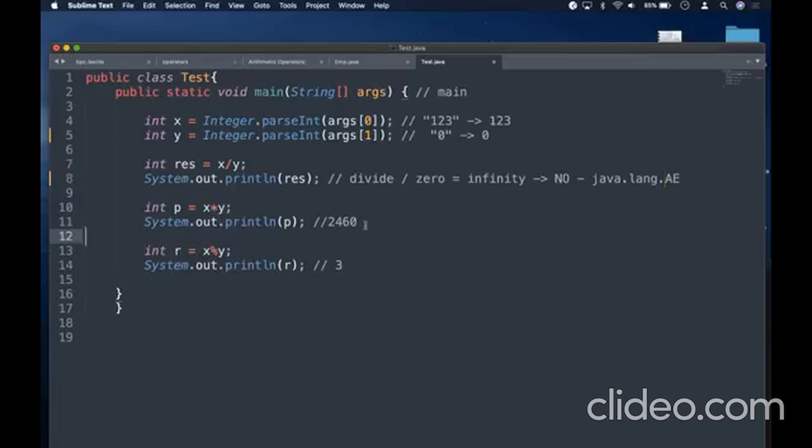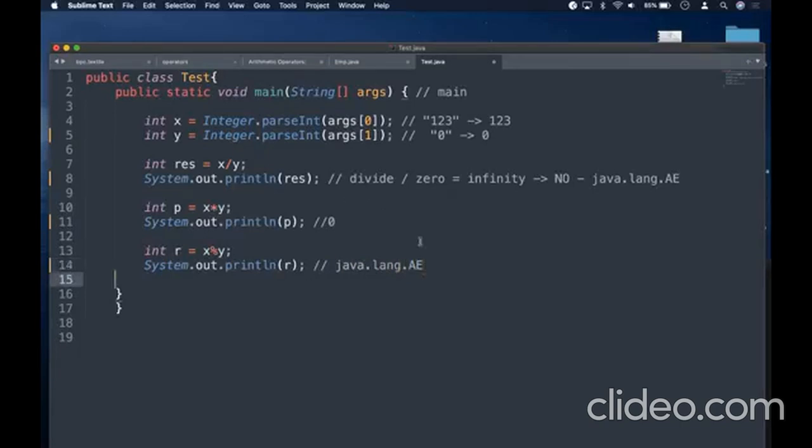Now x into y. Here 123 into 0, any value into 0 is 0. It should come as 0, but I will tell you what is actually going to happen. x mod y means first of all it has to divide. When you are dividing by 0, again it gets infinity, and that is going to be java.lang.ArithmeticException. So here also we are supposed to get java.lang.ArithmeticException.